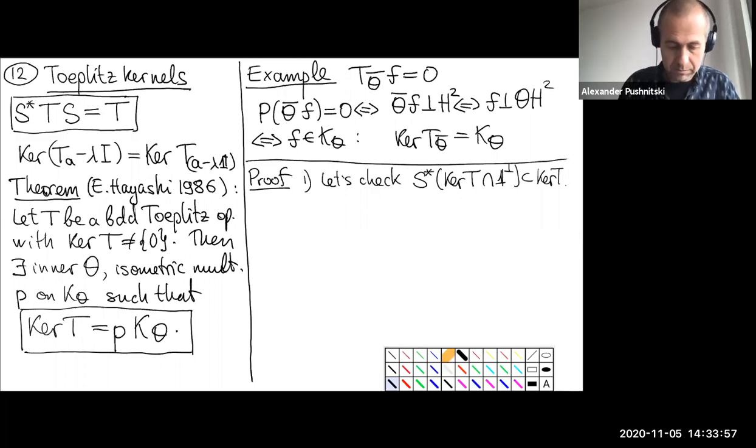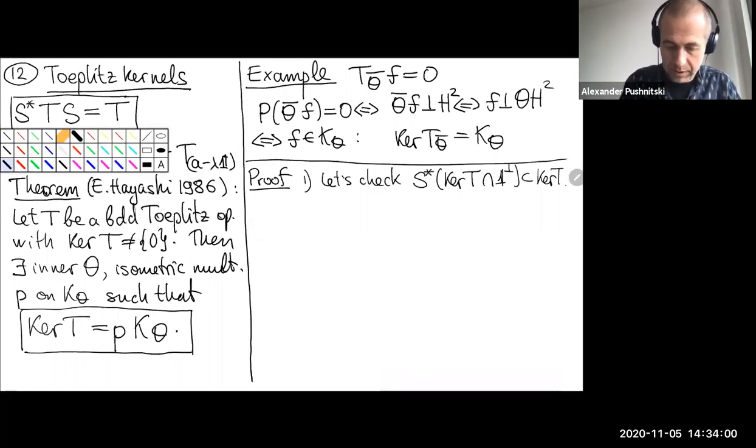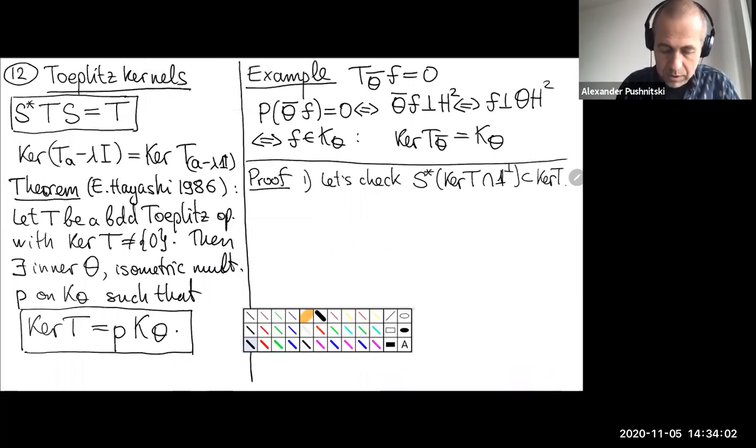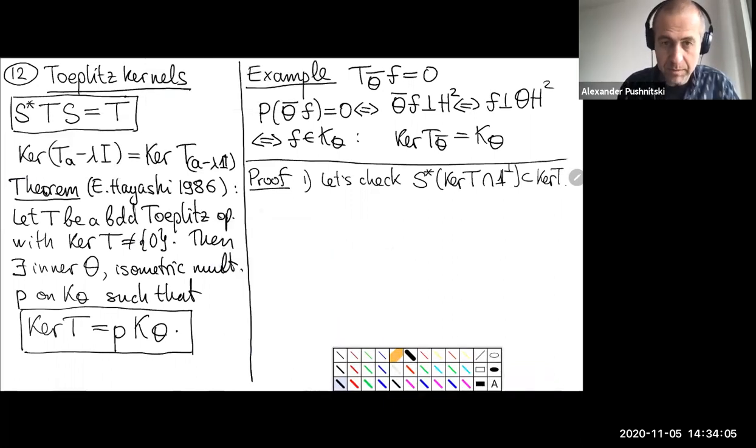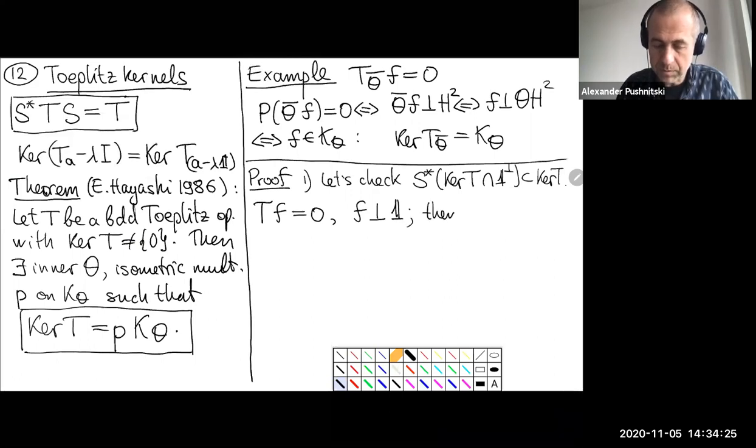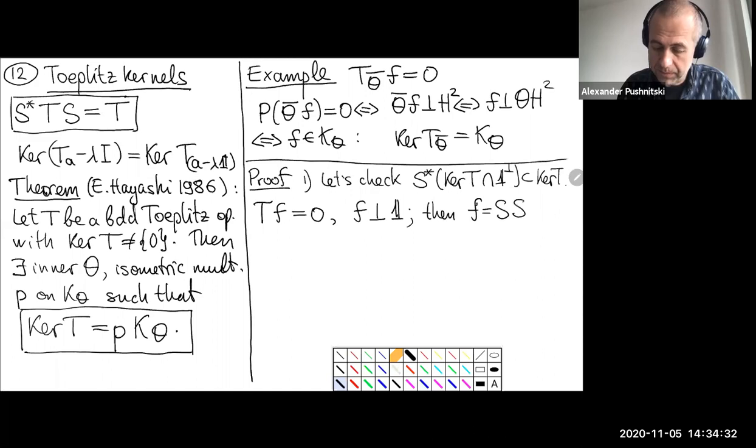So we suppose some element f is in the kernel. So suppose we have Tf is 0, and also f is orthogonal to 1. That is, f vanishes at 0. Then, importantly, from the second property, we get that f is S star f.